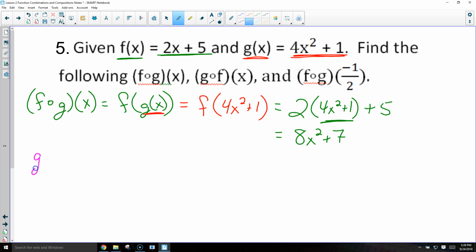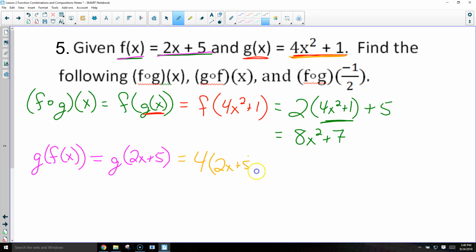Now let's do g of f of x. So I'm going to replace the f of x with 2x plus 5. So I'll have g of 2x plus 5, because that's what my equation up here said, that f of x is equal to 2x plus 5. Now I'm going to go in my g equation, which is 4x squared plus 1, but where there's an x, I'm going to replace it with 2x plus 5. So that's my 4x squared, and then I need to add 1 to the end.